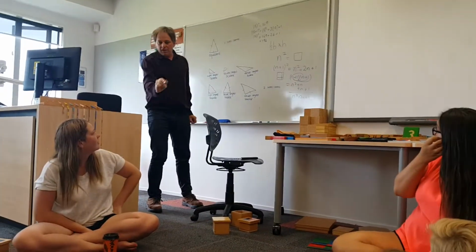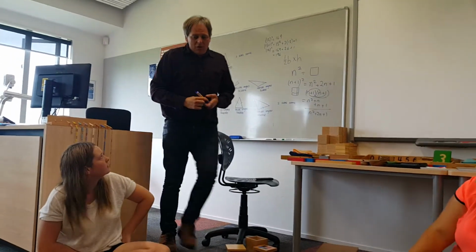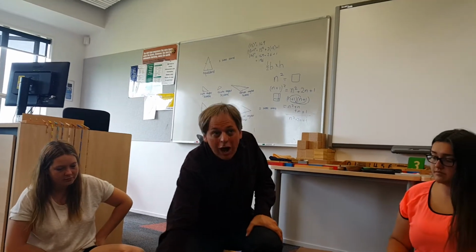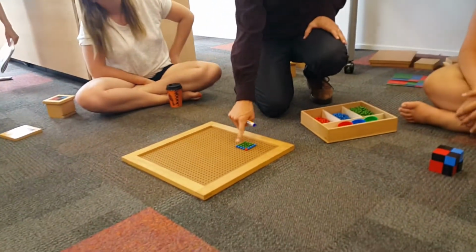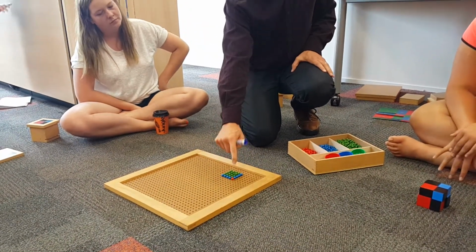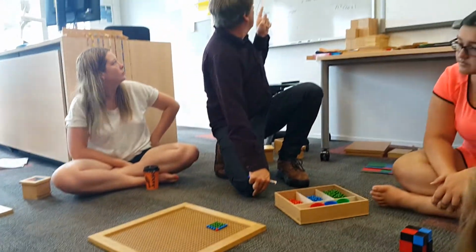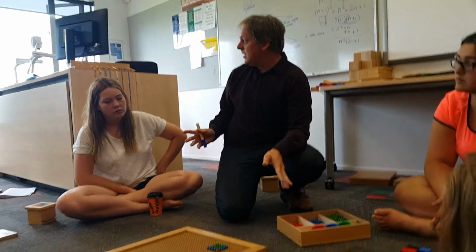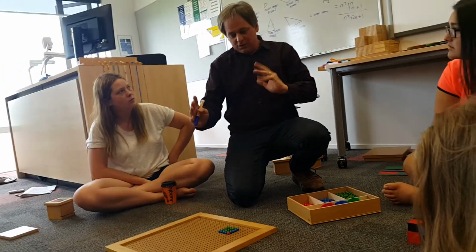What have we got there? 196. We've got 6 units. We've got 9 tens and we've got 100. So 196. Got it? I wonder how I'm going to get to 15 squared.